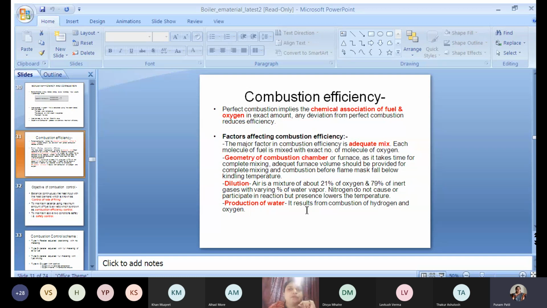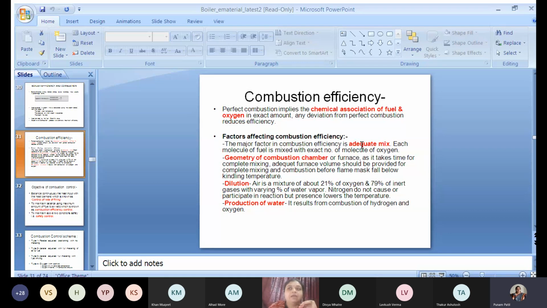For dilution and production of water, what is the remedy? Limit the excess air. Okay, so these are the factors which are affecting combustion efficiency. Combustion efficiency depends on complete combustion. Complete combustion means there should not be any unburned particle after the combustion process. Complete utilization of the fuel to produce the heat. So that is called highly efficient. So combustion efficiency should be high.